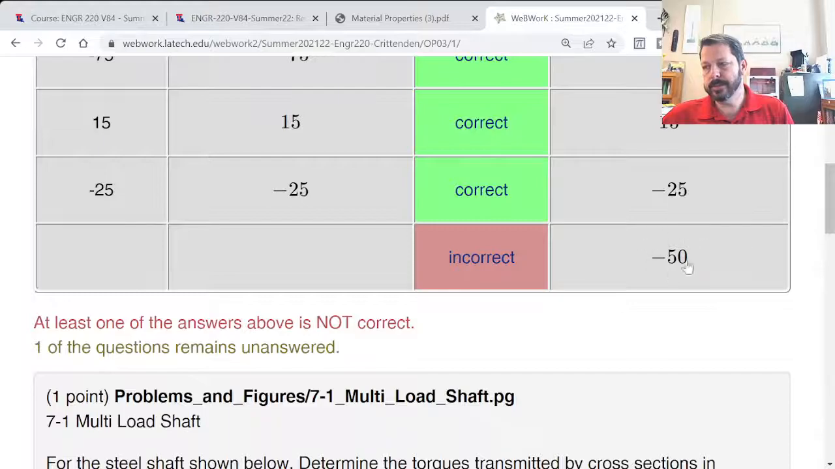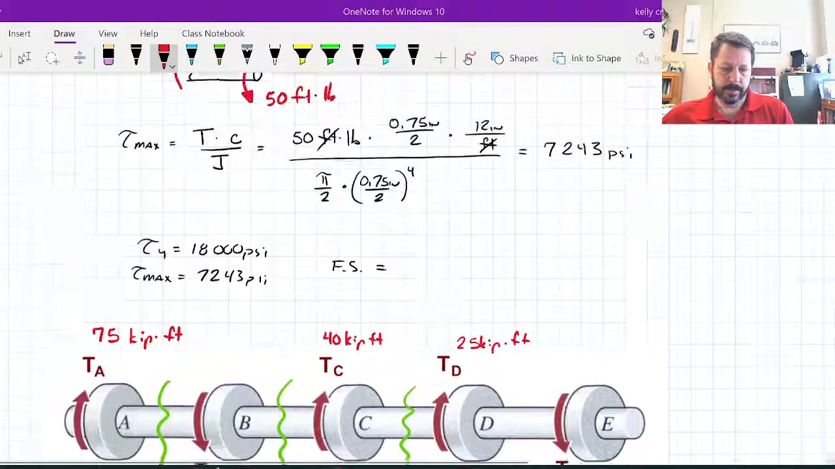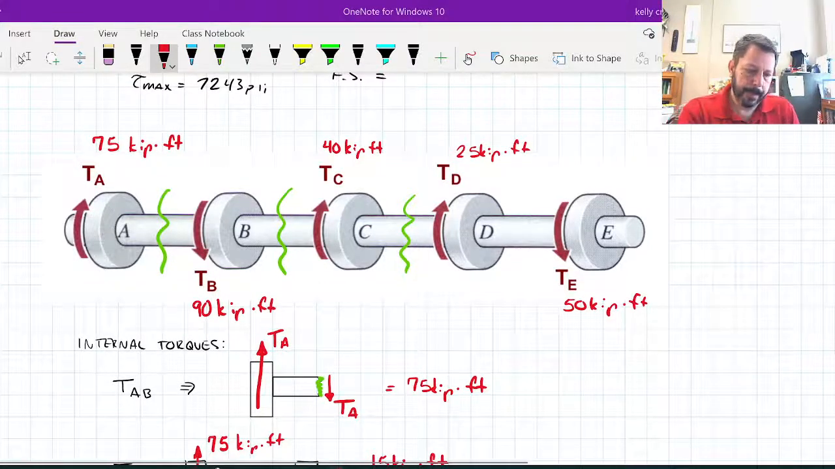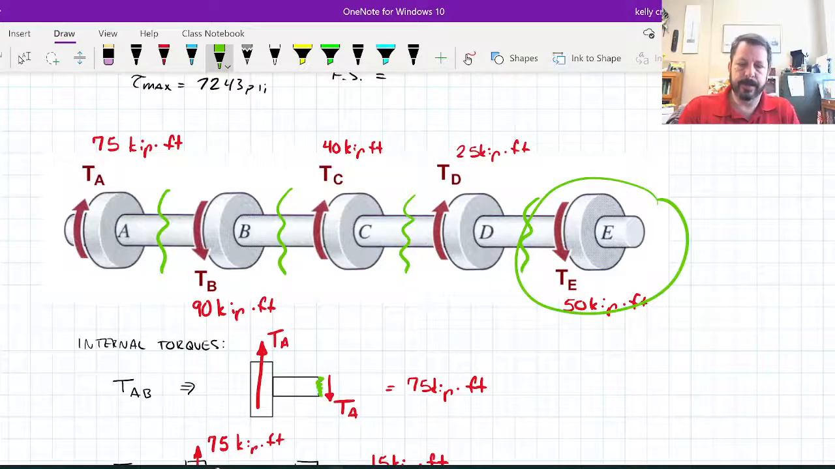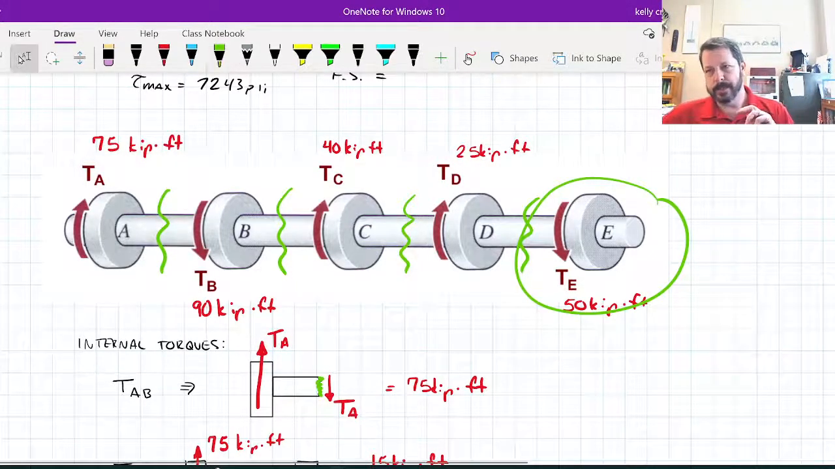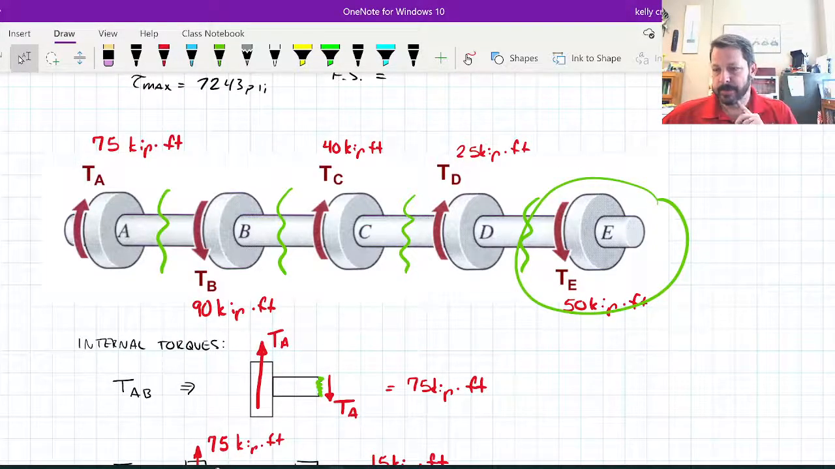And the last one is 50. You could get that just by looking at the last section here. If I cut this and looked at only this side, there's 50 there. And so I'd have to have 50 inside there. Getting the right direction on that might be a little challenging because if I look at this circled free body diagram, that's the opposite side of what I have been looking at. So you have to be careful with the right direction on it, the positive or negative.